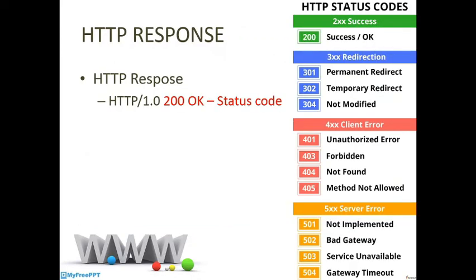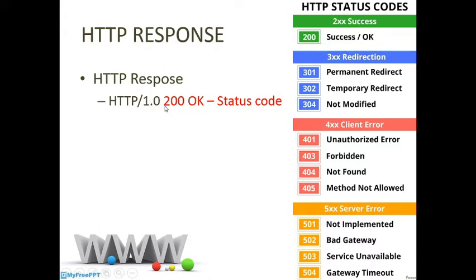Now let us see the format of an HTTP response. Again, this HTTP response is divided into three parts. In the first part, we have to specify the version of the HTTP protocol. The second part is the status code, and the third part is the reason phrase, which is a short message. For example, here HTTP/1.0 200 OK. In the first part we have specified the version of the HTTP protocol, that is 1.0.